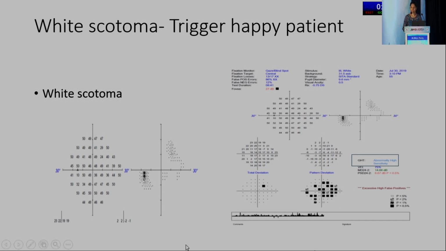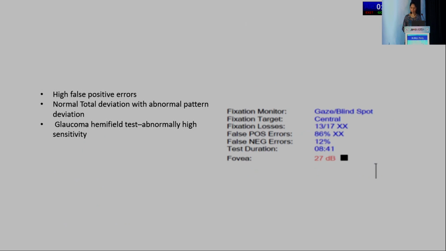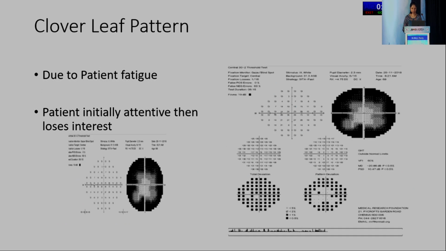So this is a common example of an artifact. White scotoma seen in a trigger-happy patient, where the patient responds even when the stimulus is not presented to him. So this is characterized by high false positive errors, normal total deviation with an abnormal pattern deviation, and the glaucoma hemifield test showing an abnormally high sensitivity.